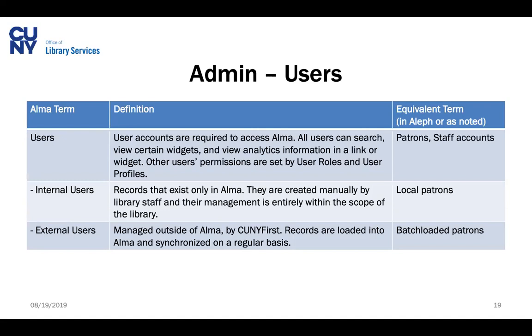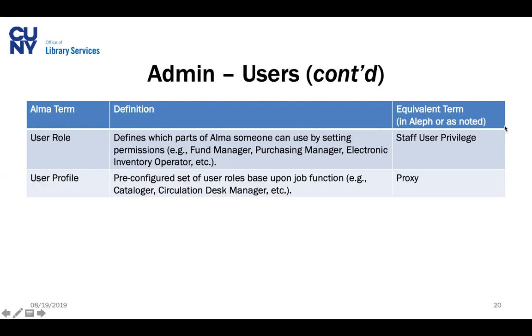There are internal users. Think of local patrons that we have now. These are basically people that we would manually enter into Alma. It could be high school students. It could be a staff person on the campus who's not in CUNY First. You have external users, people that are managed outside of Alma. For us at CUNY, it's basically the CUNY First records, the people that are loaded automatically into Alma by batch loads. There are roles and profiles that define what people do.